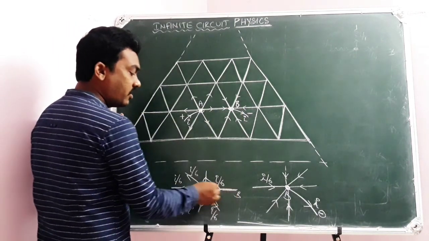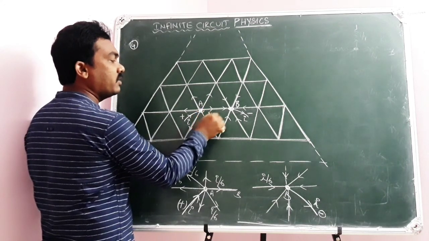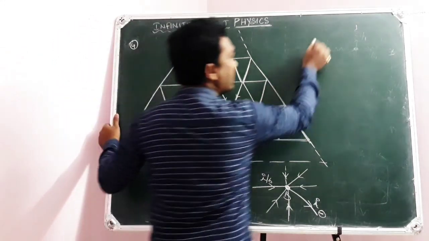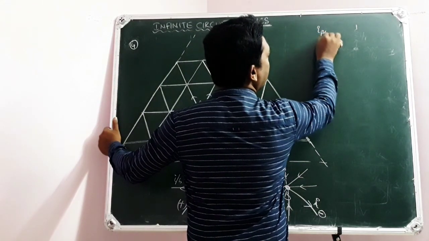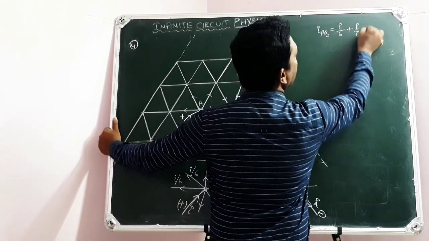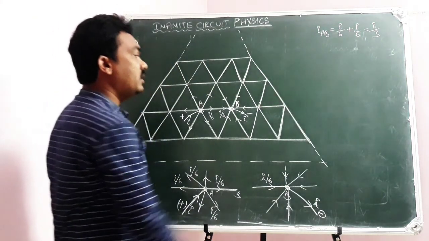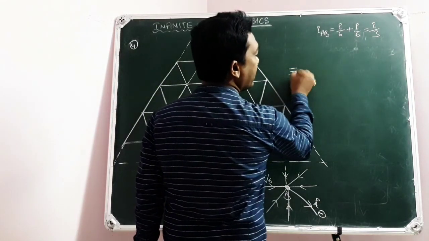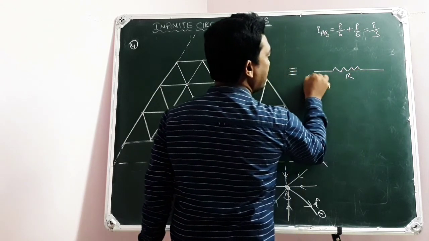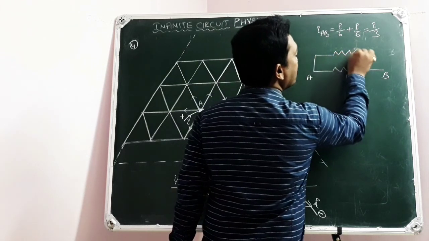So ultimately, if you look at the path AB, here I by 6 is leaving, here I by 6 has to enter. Then ultimately, the net current through the path AB is going to be I by 6 plus I by 6, which is 2I by 6, meaning I by 3.